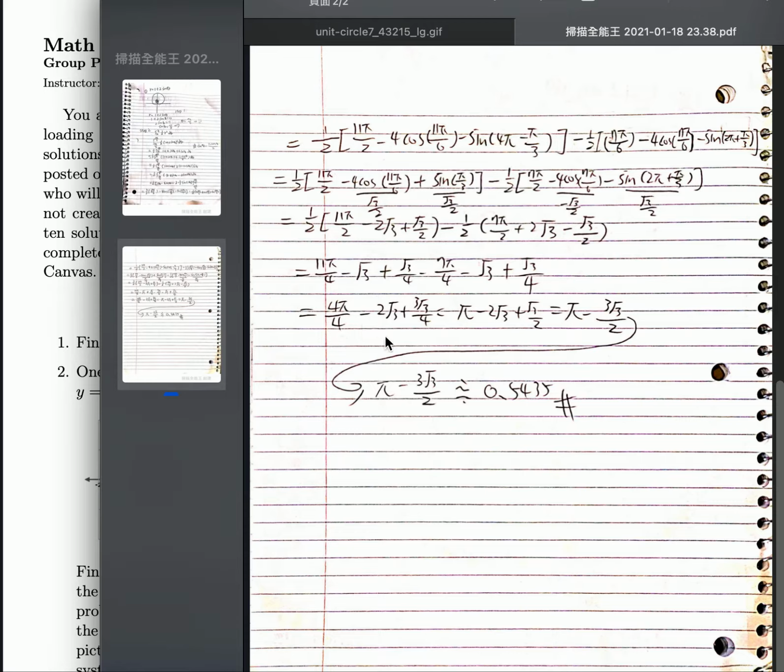So now we got 4 pi over 4 subtract 2 times square root 3 plus 3 times square root 3 over 4, which equals pi subtract 2 times square root 3 plus square root 3 over 2. So we simplify again. We got the answer: pi subtract 3 times square root 3 over 2.